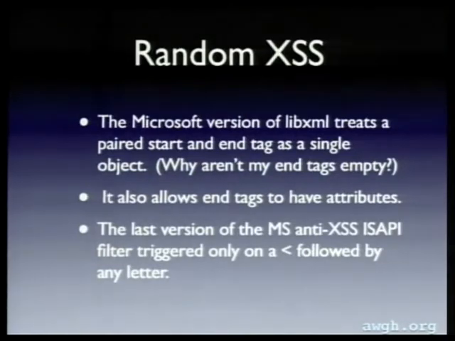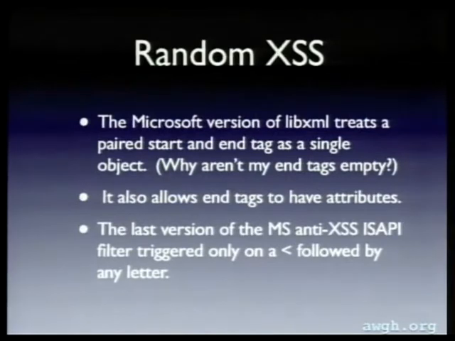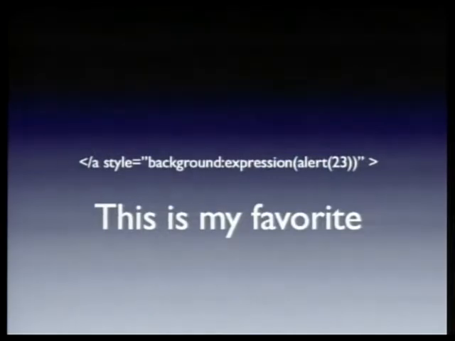So the last version of the Microsoft anti-cross-site scripting ISAPI filter only triggered on a less than sign followed by a letter. In the new .NET request validation, they also trigger on a less than sign followed by a question mark, and a less than sign followed by a slash. But in the ISAPI filter, this would work. I just wanted to show this to you because it's my favorite thing ever. It relies on that weird peculiarity of libxml, only on Microsoft. Then it goes to a CSS style tag, and then it goes back to JavaScript.